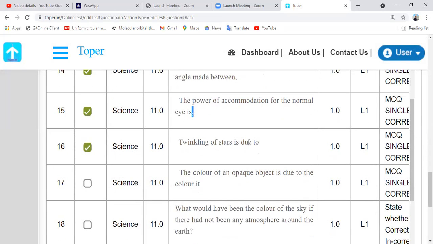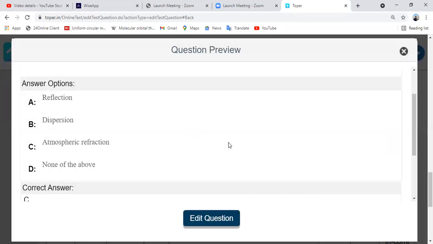Next, twinkling of star is due to refraction of light and changing the refractive index of the atmosphere. Atmospheric refraction, yes. Option C is correct. Not reflection, dispersion, and none of the above. So option C is correct, the refractive index of the atmosphere or the atmospheric refraction.